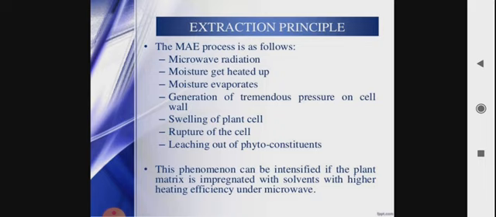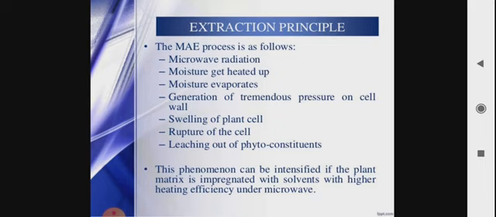The microwave assisted extraction process is as follows: use microwave radiation, moisture gets heated up, which is present in the crude drug or in plant material. So that is the target site for the microwave assisted extraction. So irradiation means moisture is removed from the plant material, and that's why a pressure develops inside the plant material and may break it open.